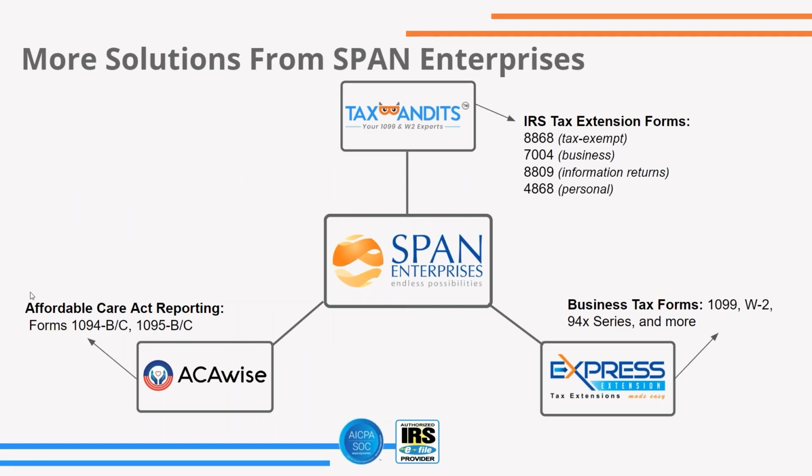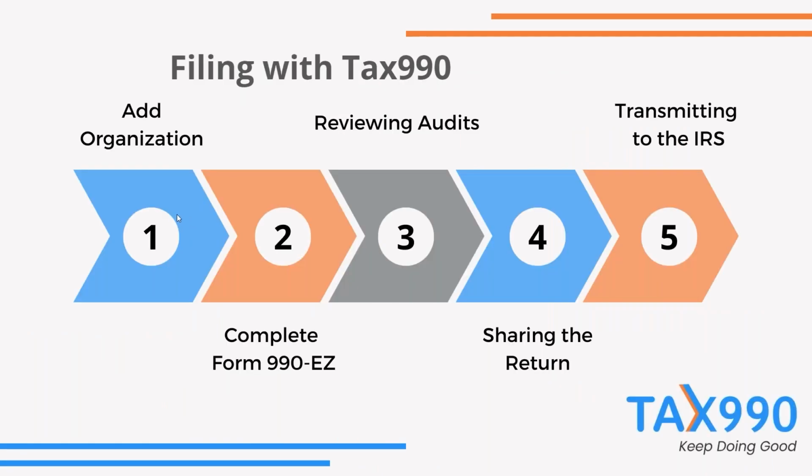So Tax990 is the product of a parent company, Span Enterprises. Span Enterprises offers solutions for business forms, ACA reporting, and transportation. So if your organization also pays contractors or employees, you can use Tax Bandits to file 1099s, W-2s, 941s. We also have the ACA for the Affordable Care Act reporting and the trucking industry.